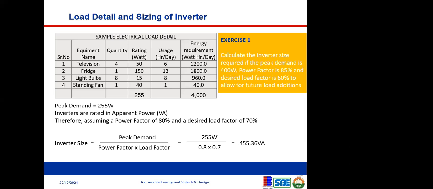Calculate the inverter size required if the peak demand is 400 watts. In our first example, it was 255. Now the power factor in this case is 0.85, and the desired load factor is 60, to allow for future load addition. So can you quickly punch your calculator and tell me what will be the required inverter size?